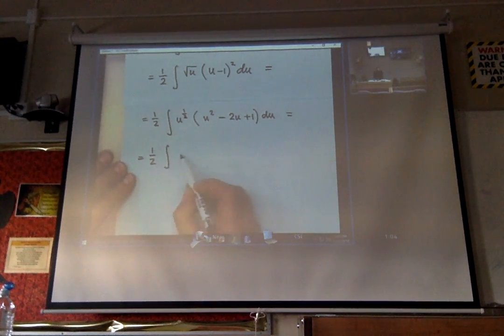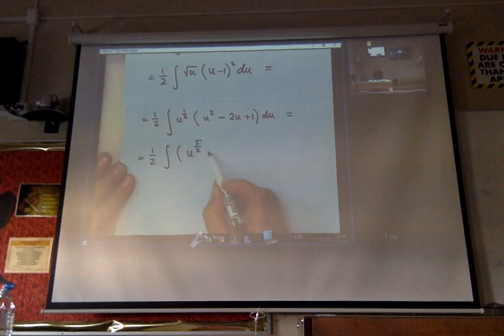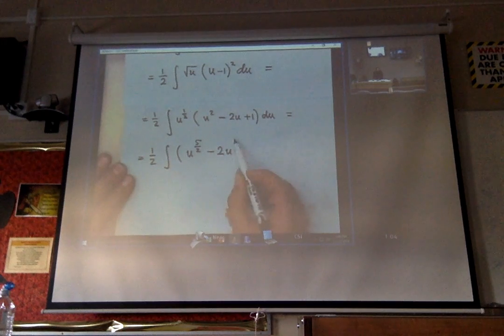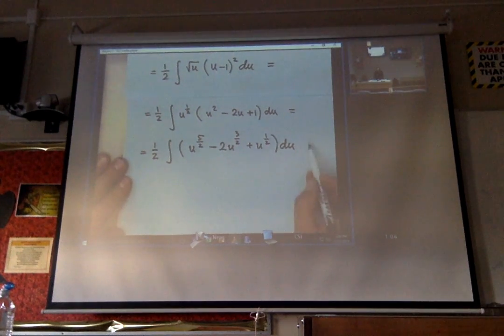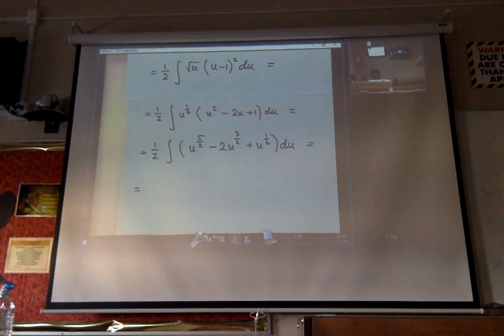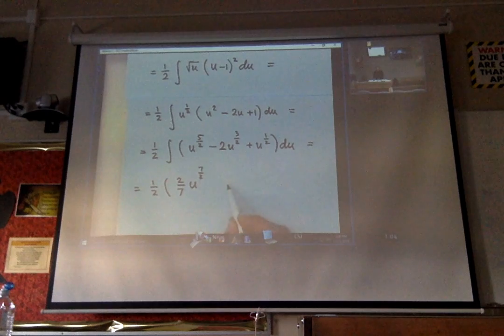And what we have here, if you distribute, you get u to 5 over 2. I'm going to go faster a tiny bit. Then you get minus 2u to 3/2 plus u to 1 over 2 du. And now what? Go with antiderivative, right? There's nothing else you can do with this. Just go straight with antiderivative. So we have this 1 over 2, and now we go with antiderivative. So plus 1 and divide it. So we have 2 over 7, u to 7 over 2. That's the antiderivative of this one.